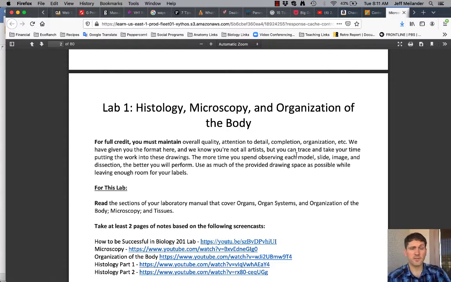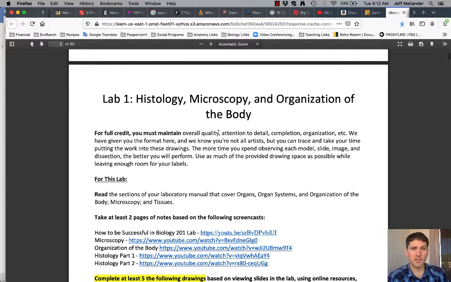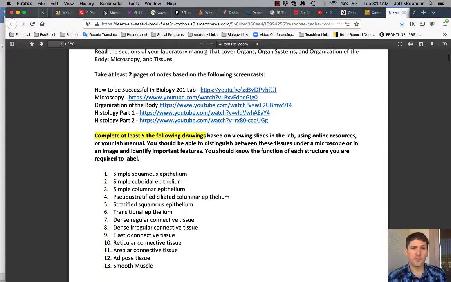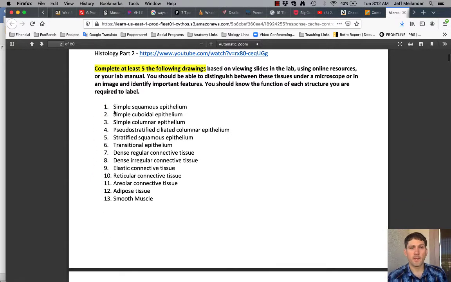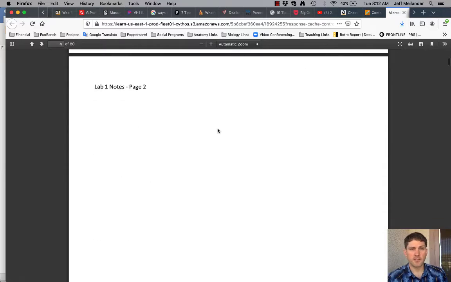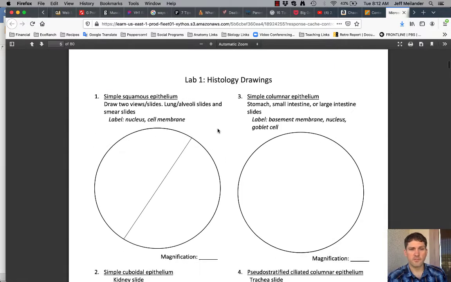And again, this looks the same for 202, just lab 1 is different. It's the endocrine system there instead of histology. So there are screencasts for that lab that they're supposed to watch before showing up, a real quick overview of what they're supposed to draw. They've got 2 blank pages of notes, so those are going to be filled up.